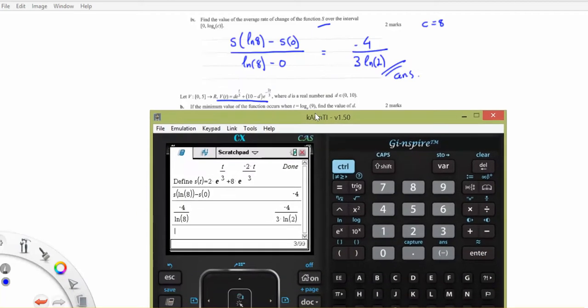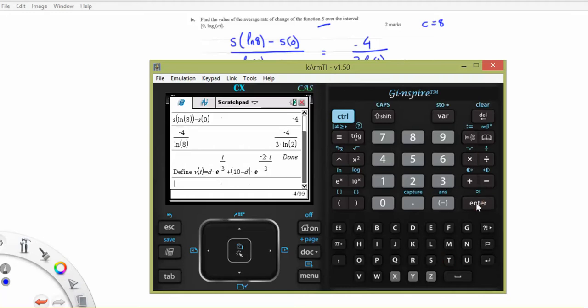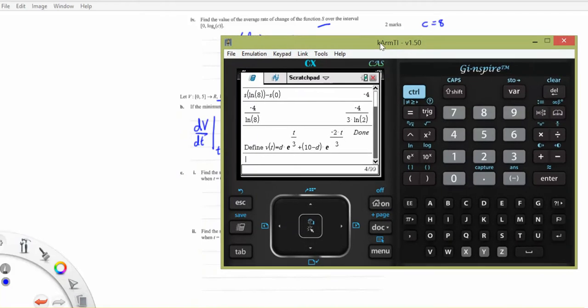The first thing we want to do is actually define that function, v of t. So let's put it right in. Menu 1, we want to define v of t equals d, some variable, times e to the power of t divided by 3, plus 10 minus d times e to the power of -2 times t on 3. Okay, and we'll check that that's been entered correctly. It has.